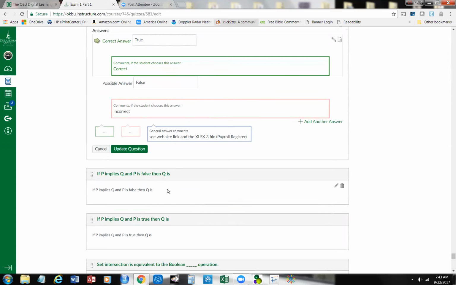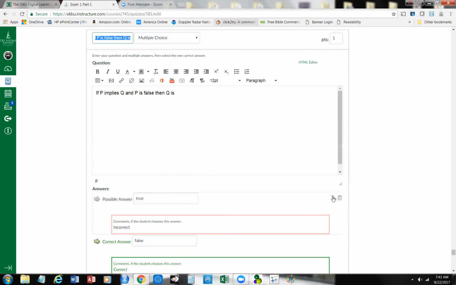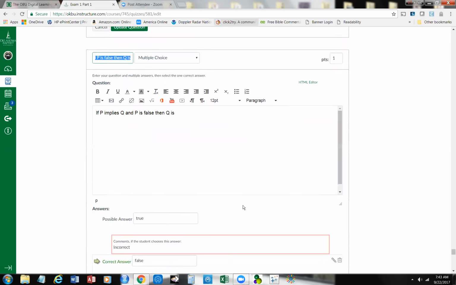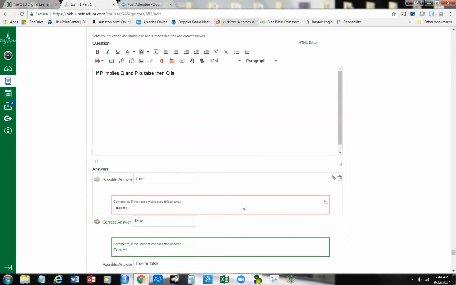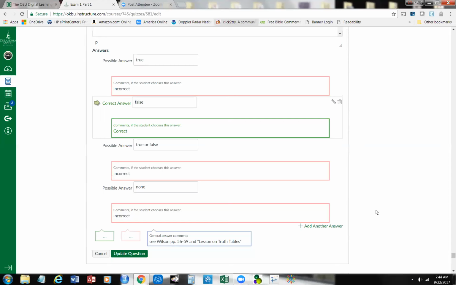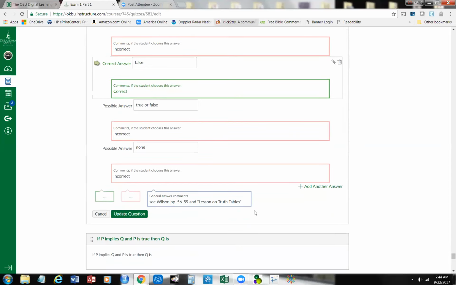I think I don't need to increase this right here. It says if P implies Q and P is false, then Q is what? Let's see what the answer should be. So if P implies Q and P is false, then Q is false. Why? Because P implies Q. Earlier we did it if P not implies, which means the opposite. In this case, we're saying if P implies Q and P is false, then Q is false. And that's from that Wilson book.